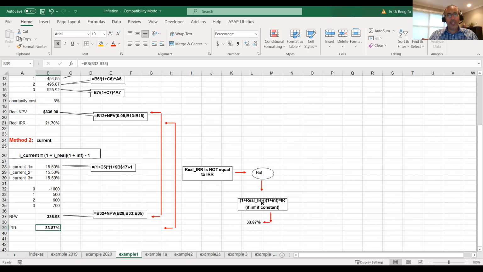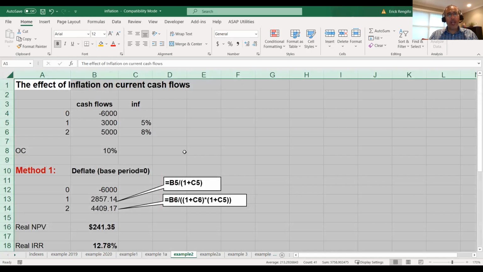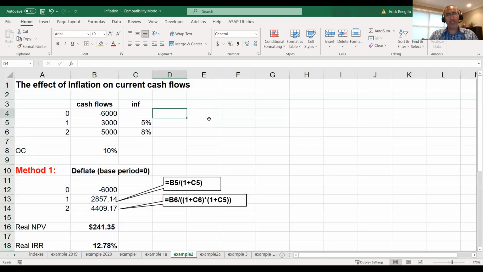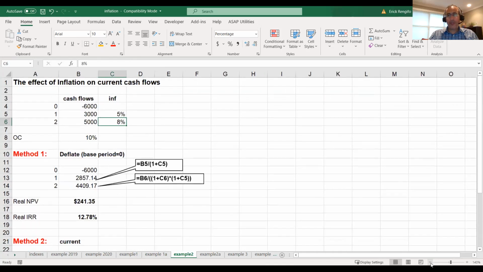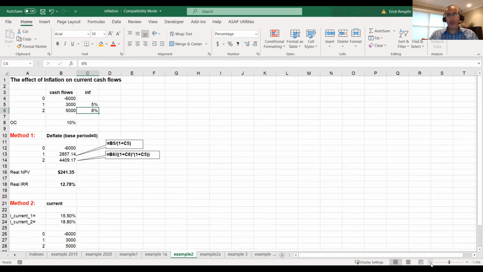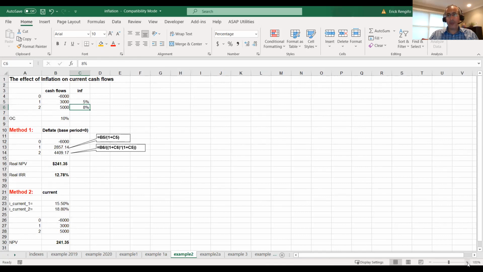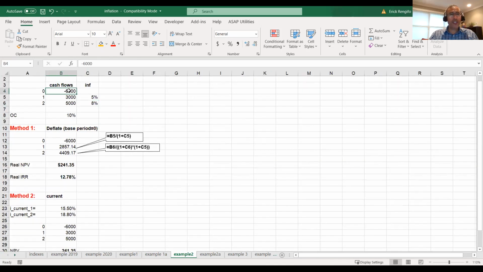Now, what happens, guys, when the inflation is different? Inflation per period is different. So let's take a look at this example. I have, let me move this a little more. So we have these cash flows. We have $6,000, and then we're going to receive $3,000 and $5,000 in the future.